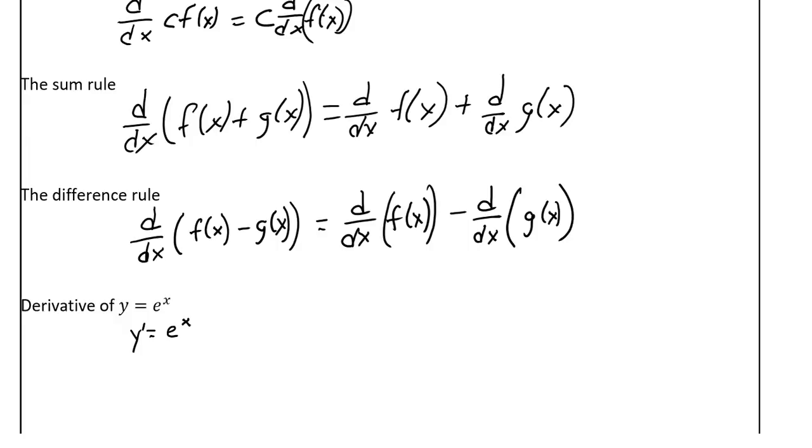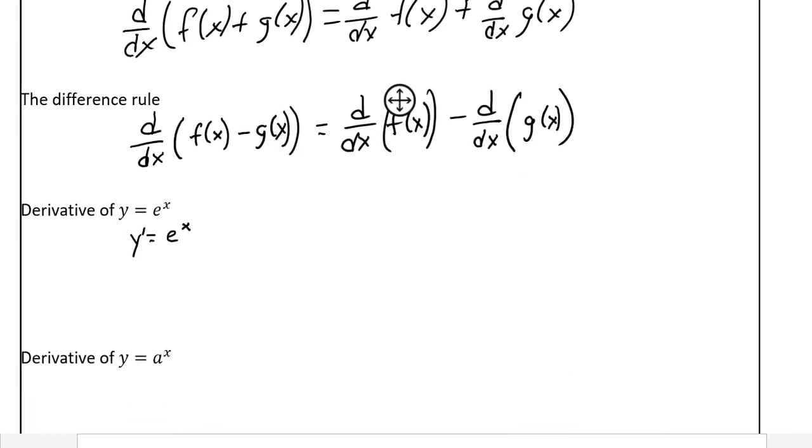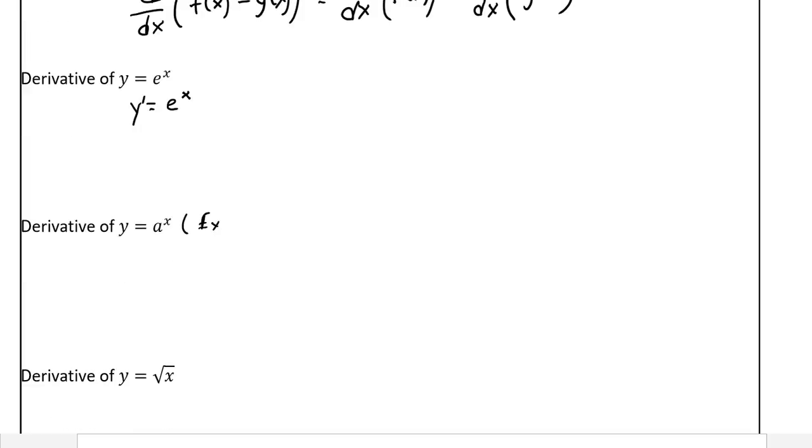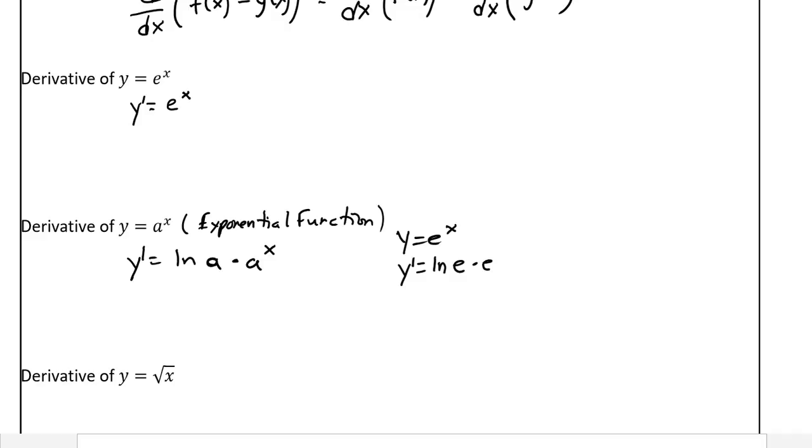Okay. Now if we have a general exponential function here, this is an exponential function. The derivative of any general exponential function is y prime equals the natural log of the base, so the natural log of a, times a to the x power. Now you might say, why does that work with e? Well, it certainly does. If we have y equals e to the x, then y prime would equal the natural log of e times e to the x. However, the natural log of e is 1. So that, of course, would just drop out. It'd just be e to the x.